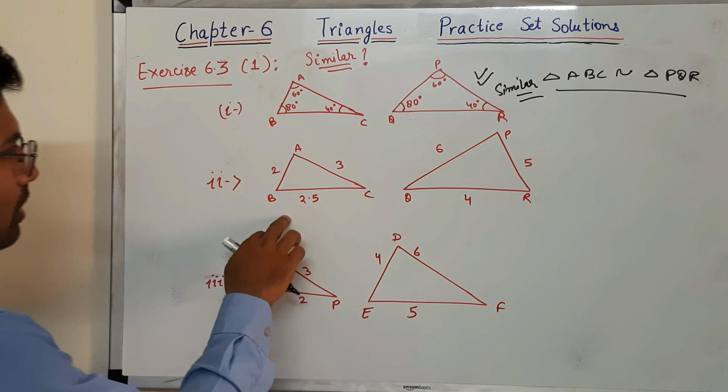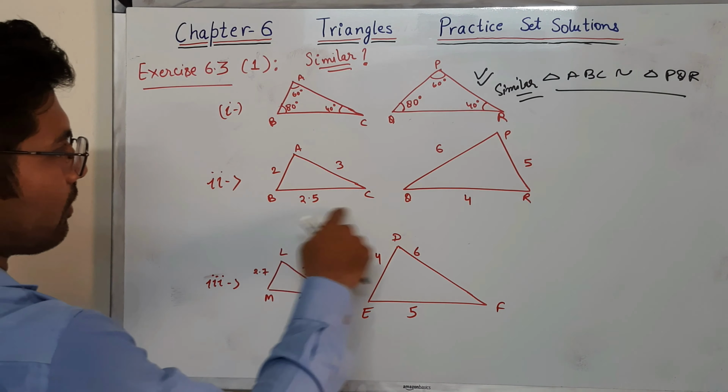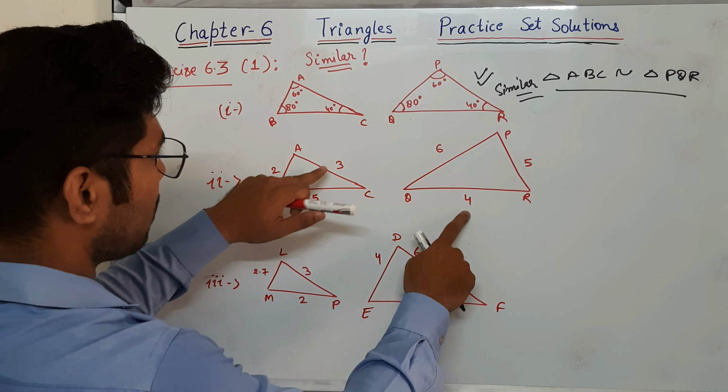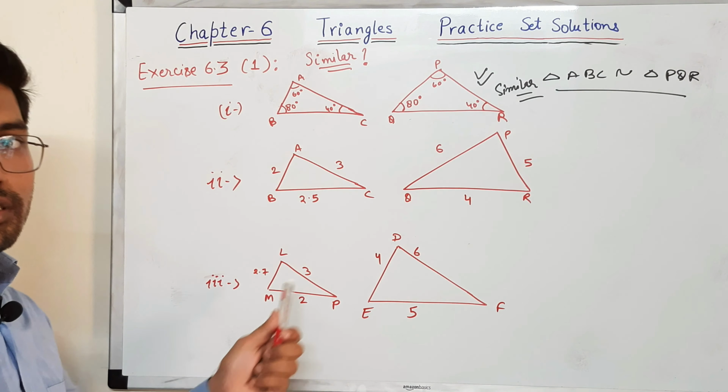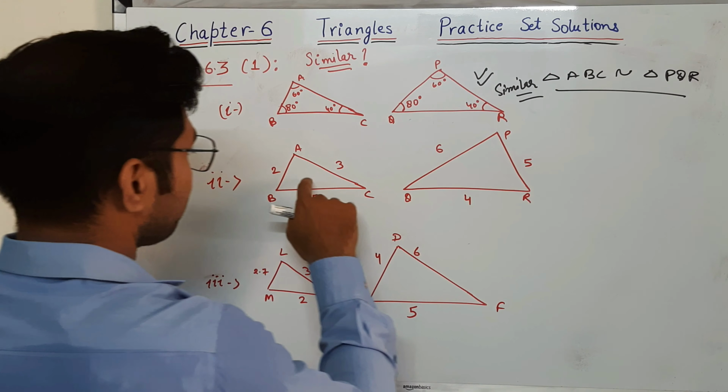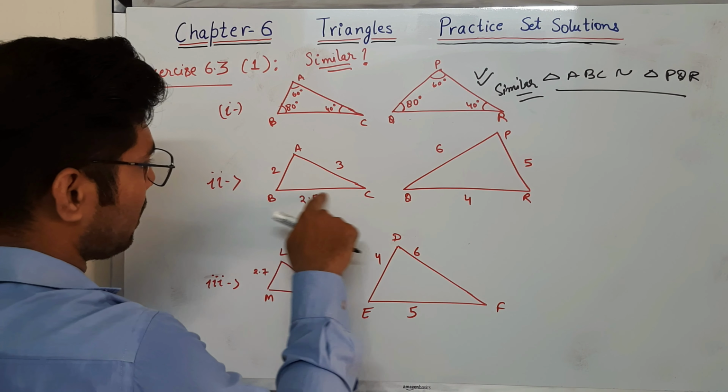Okay, now come to this one. You can see 2.5 multiplied by 2 is 5, 2 multiplied by 2 is 4, and 3 multiplied by 2 is 6. So you can see the sides are also proportional.